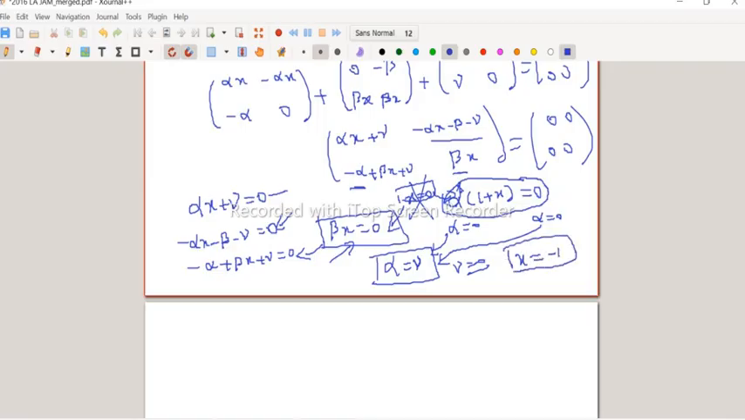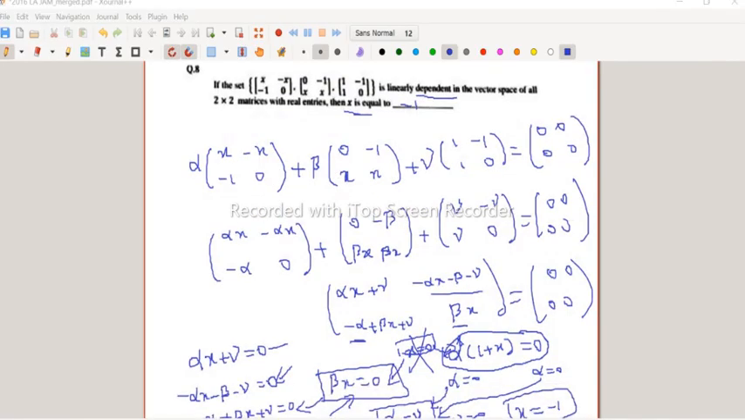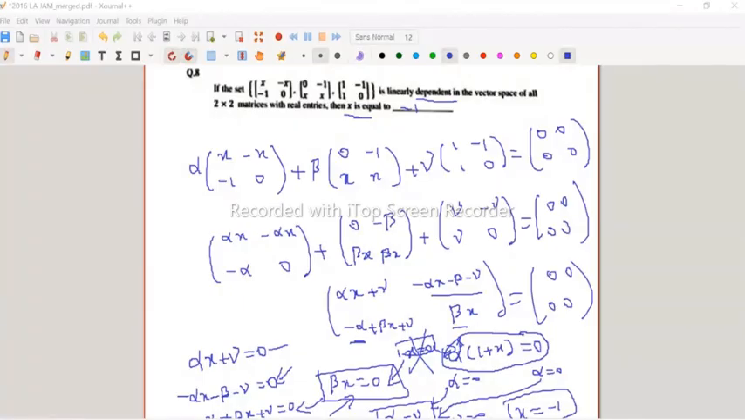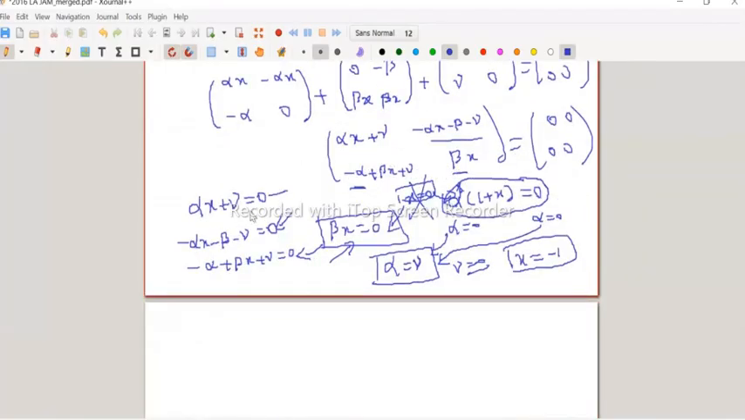If you take x equal to minus 1, now we take alpha as anything, and we get a linearly dependent set. So for what values are they asking? When x equal to minus 1, the set is linearly dependent. If you take any other value, then the set is linearly independent. Any doubt in this? Okay, so you just have to use the definition. Take the linear combination, and then we get a system of equations. You find the values of alpha, beta, gamma.